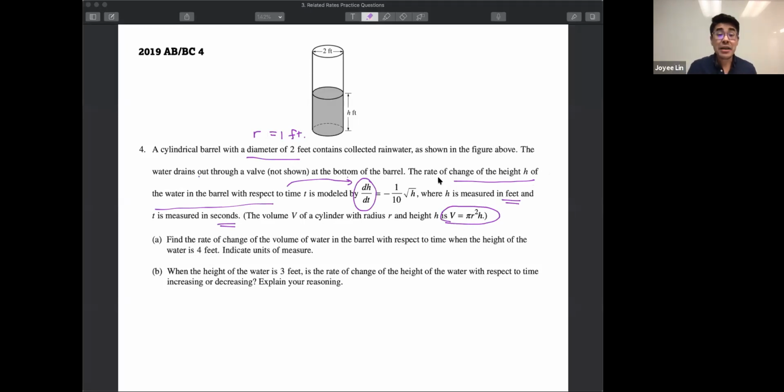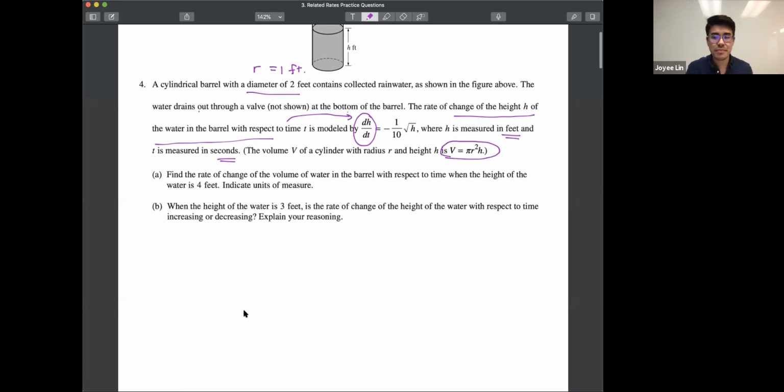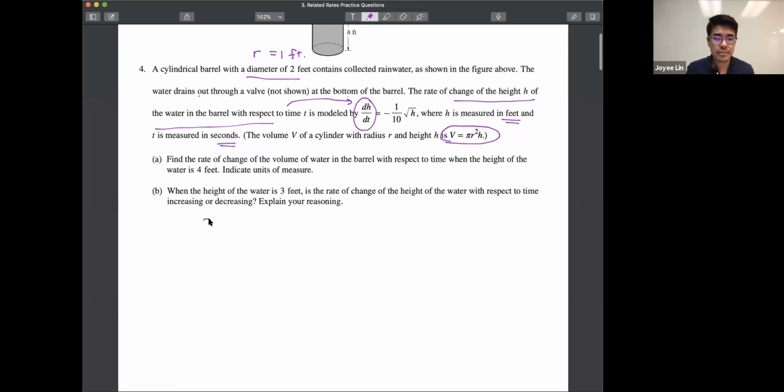Find the rate of change of the volume of the water in the barrel, right? When they want the rate of change of the water in the barrel, they want dV/dt, right? So how do we find dV/dt? Well, let's start with V, right? So dV/dt is the derivative of pi r squared h.